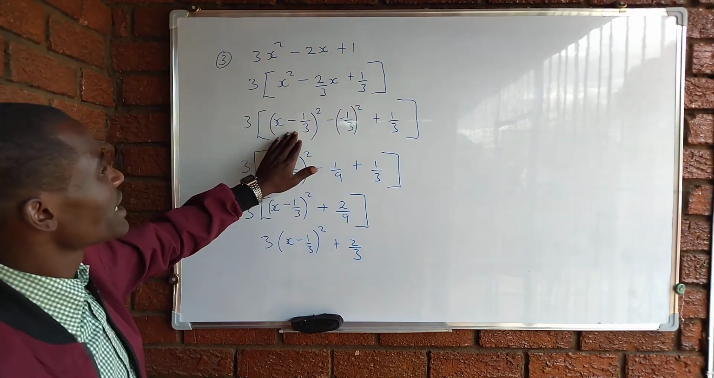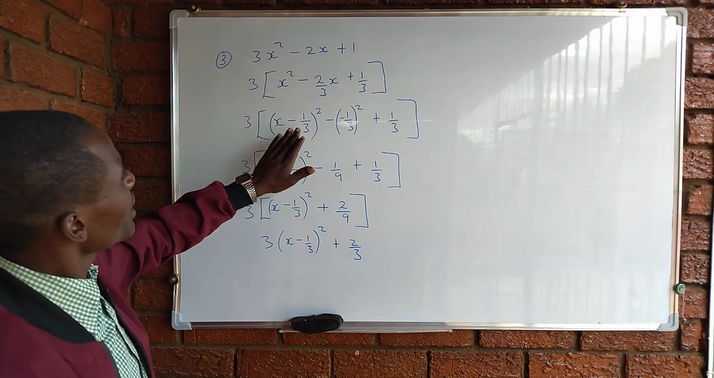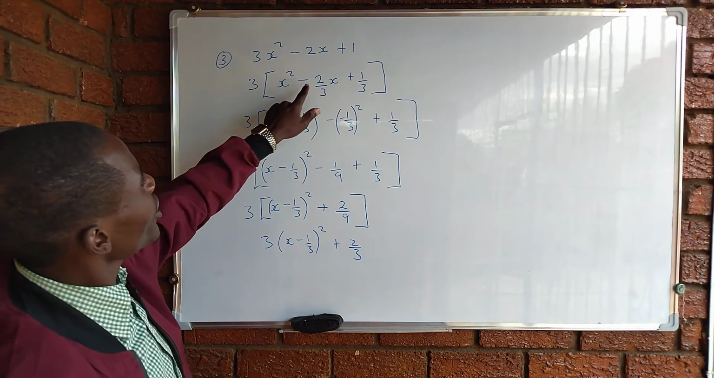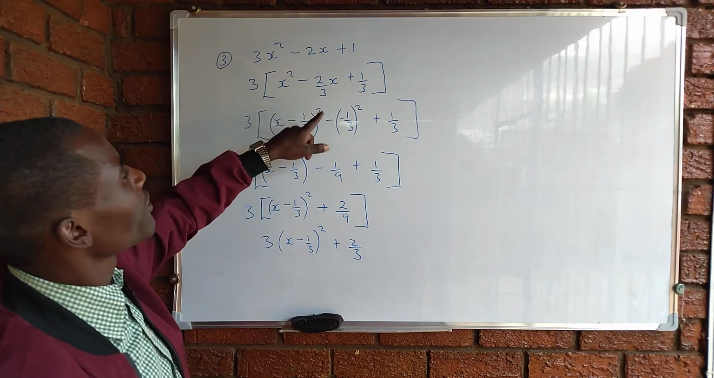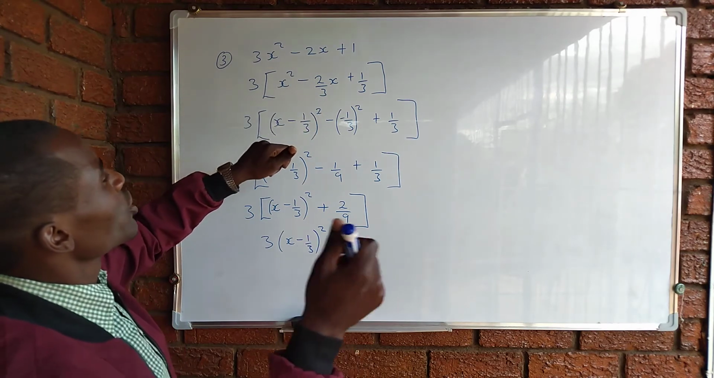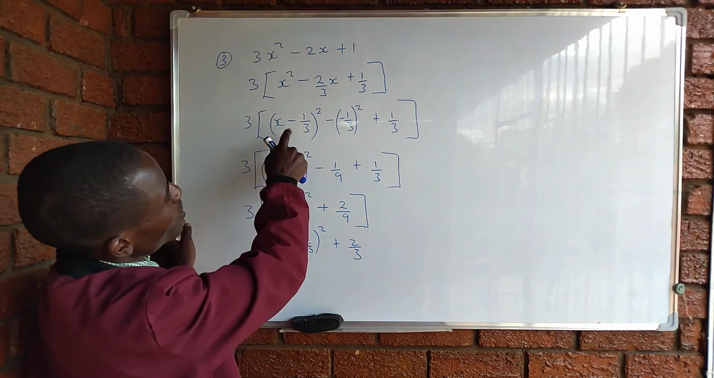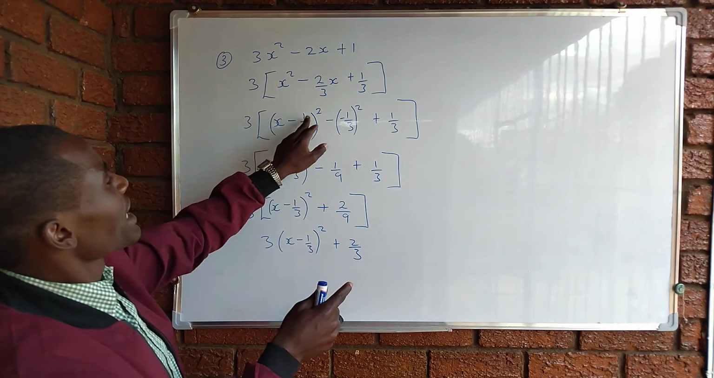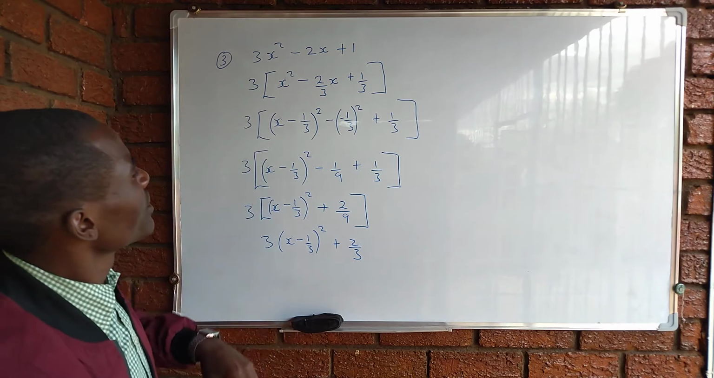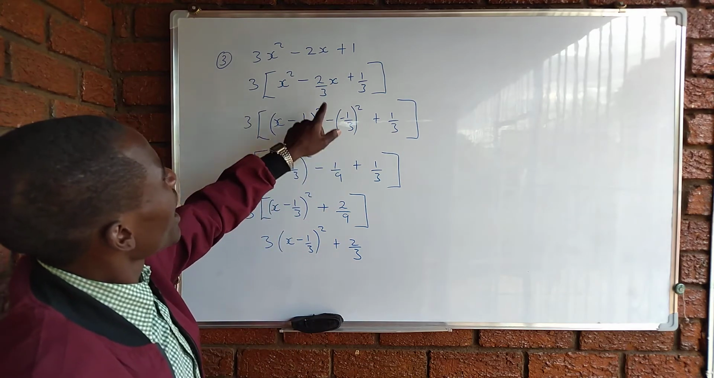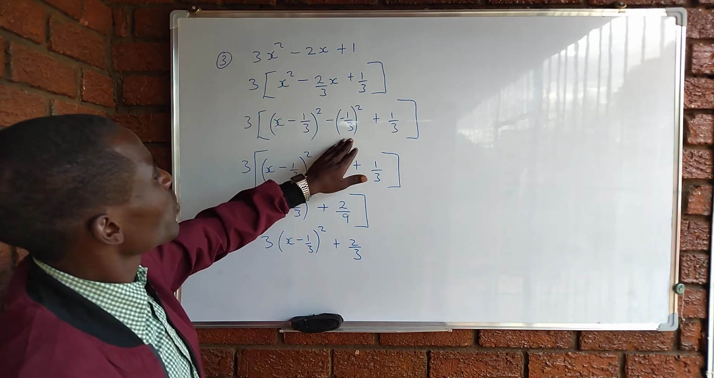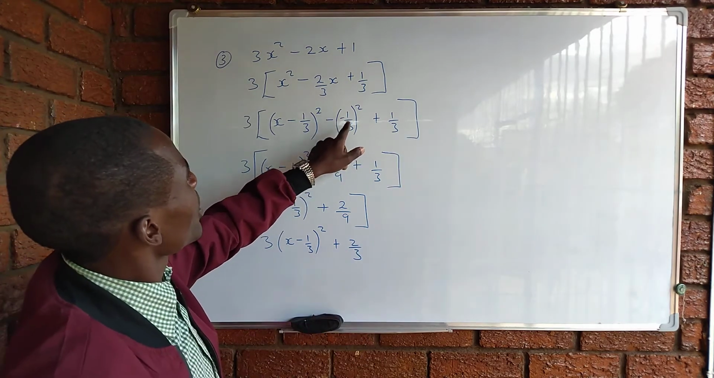Then we add half the coefficient of x, squared. Half of the coefficient of x in this case, if we divide 2 over 3 by 2, we get 2 over 6, which is 1 over 3. So minus 1 over 3, we add the square, x minus 1 over 3 squared. To subtract half the coefficient of x from the square, we square, which means minus 1 over 3.